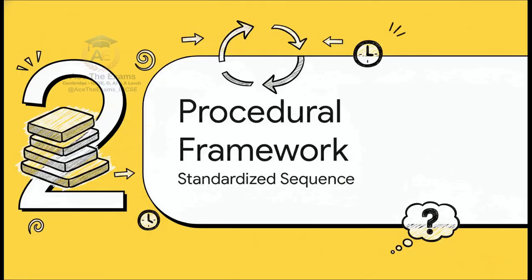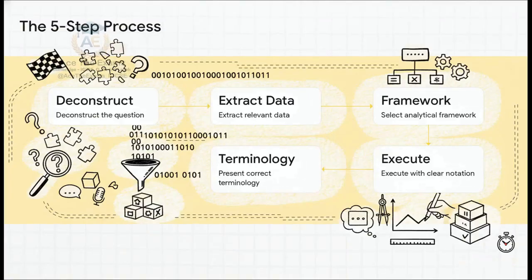All right, moving on to Section 2, the procedural framework, a standardized sequence. Think of your exam approach like a high-stakes Formula One pit stop. Every single step has to be flawlessly executed in the exact right order. Step 1, deconstruct the question. What command words are they actually using? Step 2, extract the relevant data. This is where you pull out specific states from binary representations. Step 3, select your analytical framework. Step 4, execute with clear notation, meaning do your calculations and draw solid evidence-based conclusions. And finally, Step 5, present your answer using the correct terminology.